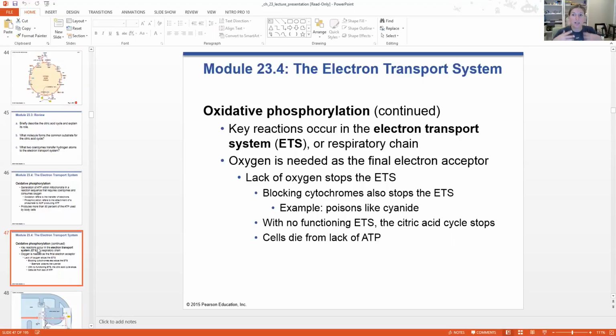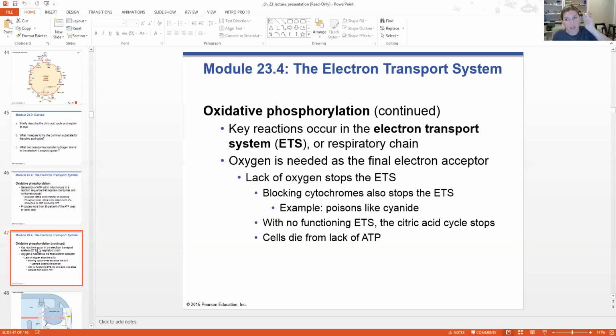We have internal and external respiration exchanging those gases, and cellular respiration is taking those gases and using them. We're taking the oxygen and using it in this electron transport system to create ATP energy, and then we release carbon dioxide in the process. Oxygen has to be present. It acts as what we call the final electron acceptor. Remember, this whole process is all about transferring electrons, right?